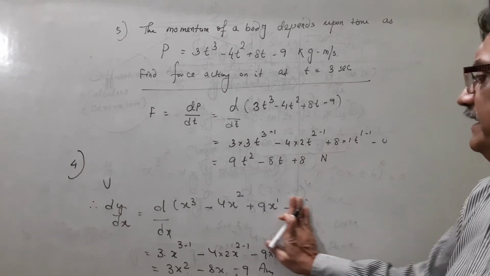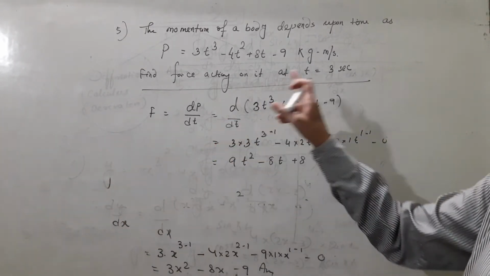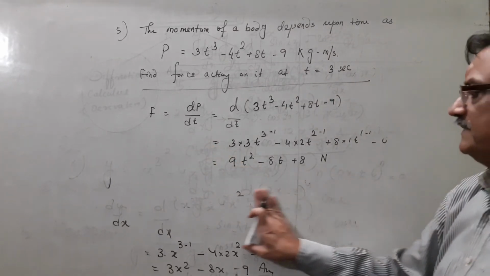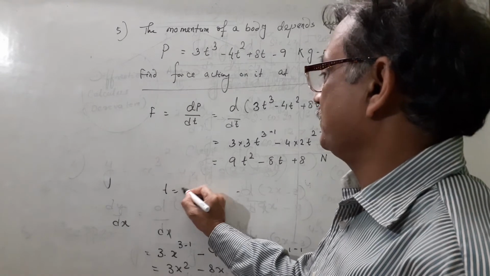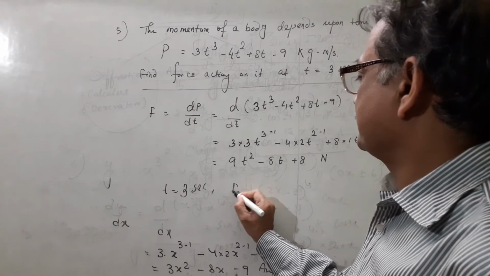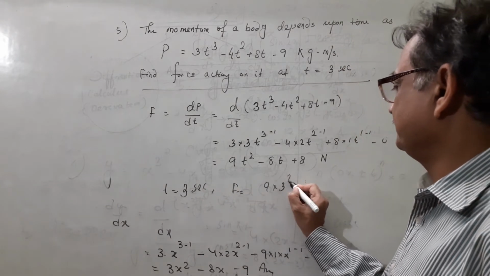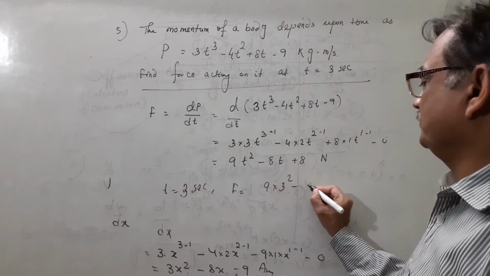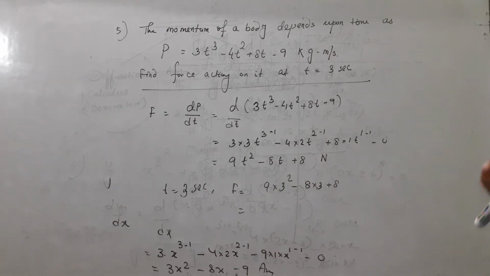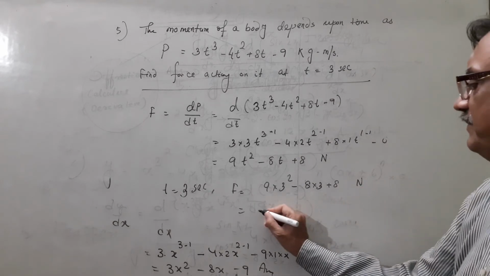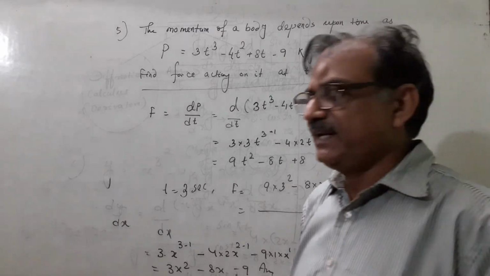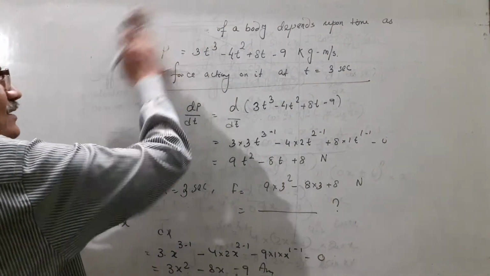Obviously, if the momentum is in kg meter per second, that is SI unit, the force will be in Newton. Then what is given? The time is equal to 2 seconds, sorry, 3 seconds. Then force is equal to 9 into 3 square, put t equal to 3, minus 8 into 3 plus 8. Newton. Then find out the answer. Correct. Let us similarly try for another question.